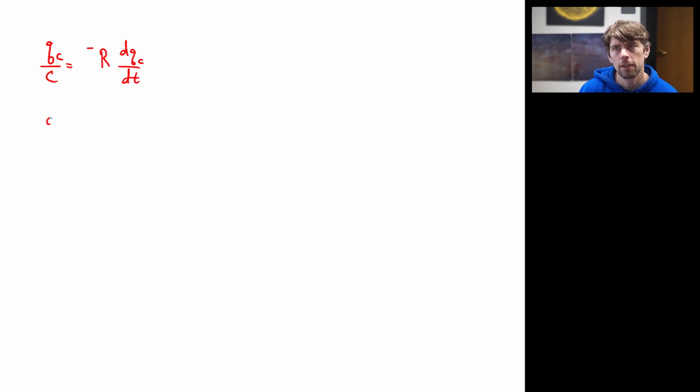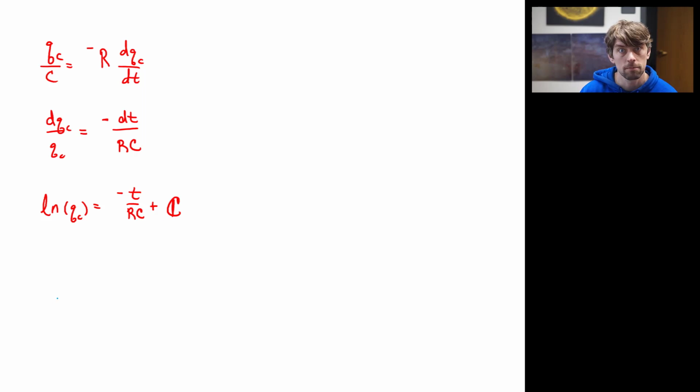So what I end up having is dq_C over q_C, I better keep my subscripts, is equal to, and on the other side I have negative dt divided by RC. You say, well, that looks familiar, right? This negative dt over RC looks familiar. And in fact, I go ahead and integrate, and I get that the ln of q_C equals negative t over RC again, plus some integration constant.